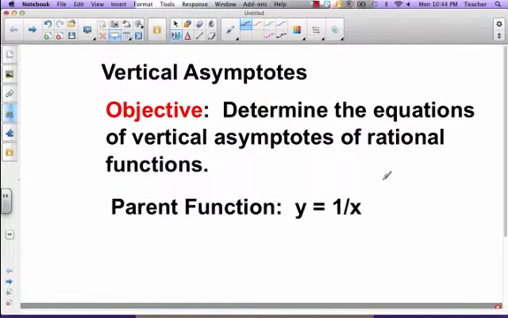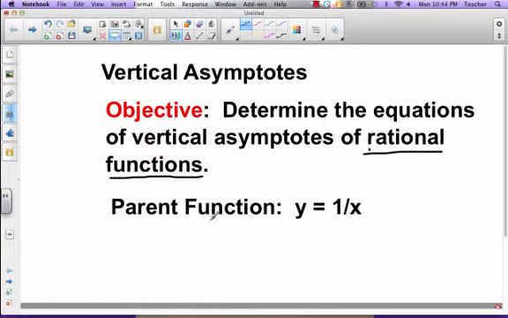So now we look at the topic of vertical asymptotes. Note that our objective is to determine the equations of vertical asymptotes of rational functions. When we talk about rational functions, what we need to remember is that we're talking about ratios. And these rational functions contain polynomials in the numerator and the denominator. The most basic of the rational functions that we have is y equals 1 over x.